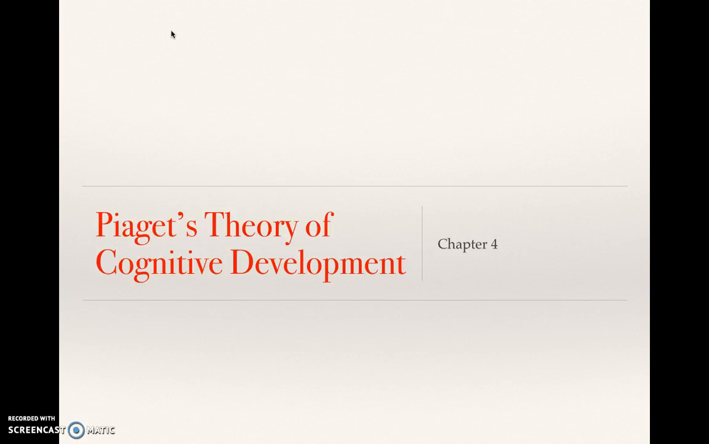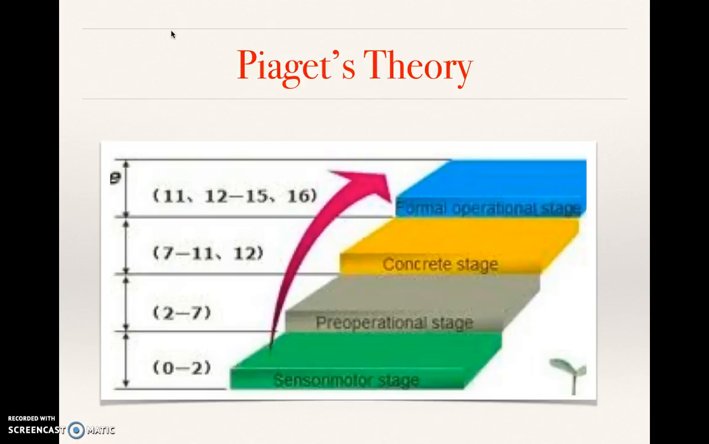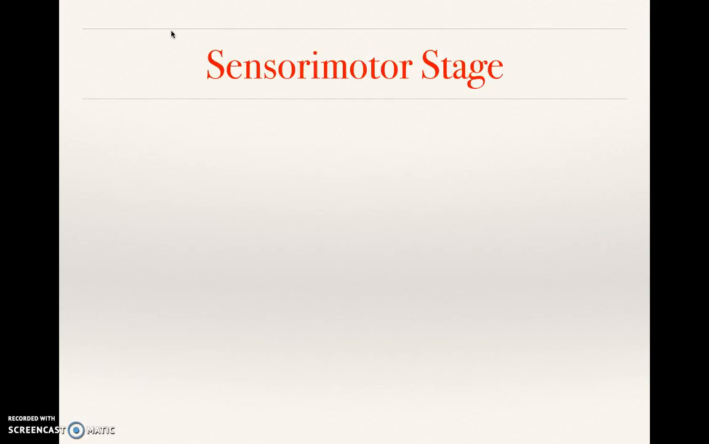Another feature of a stage theory is that each person progresses through the stages in the same order and without skipping any of them. Piaget's theory has 4 stages. In each stage, the abilities get progressively more complex. The stages in Piaget's theory of cognitive development are the sensorimotor stage, the pre-operational stage, the concrete operational stage, and the formal operational stage. The sensorimotor stage starts at birth and lasts until about the age of 2.